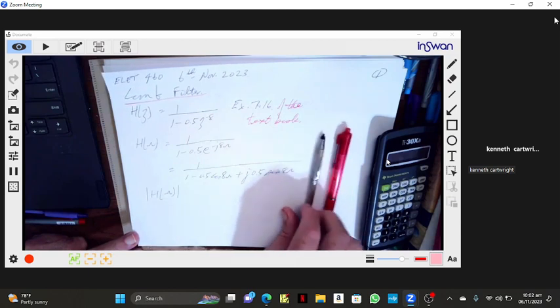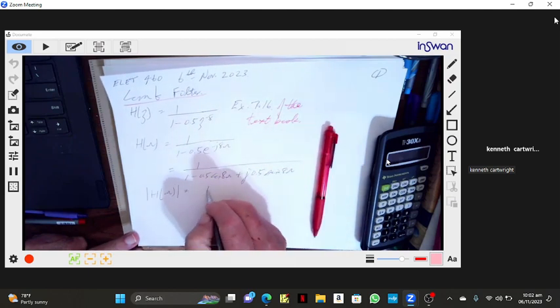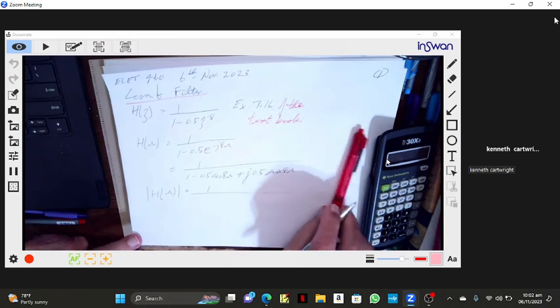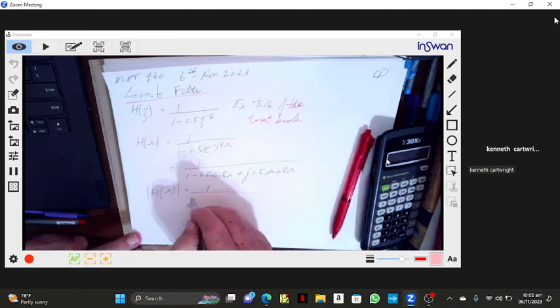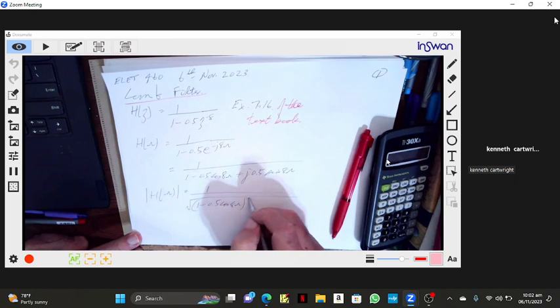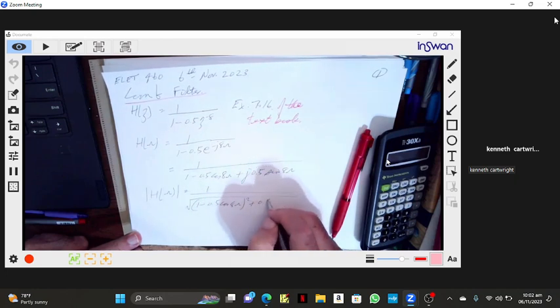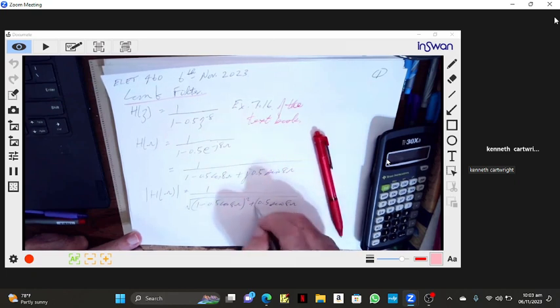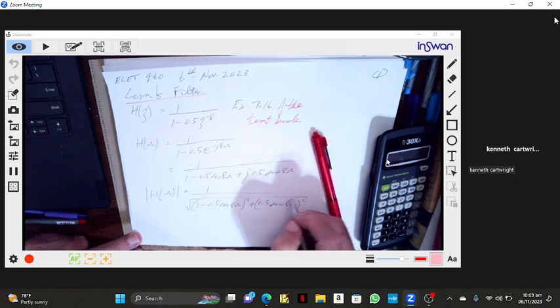So when we do this, we have the square root of (1 minus 0.5 cosine 8 omega) squared plus (0.5 sine 8 omega) squared.